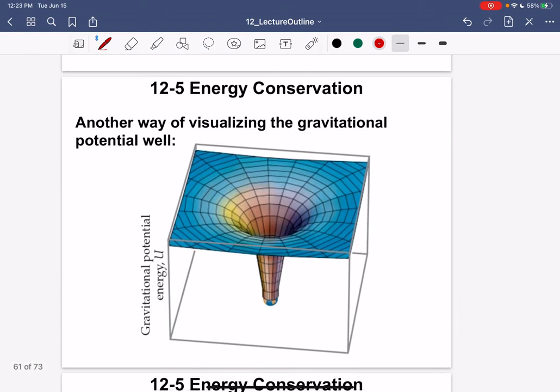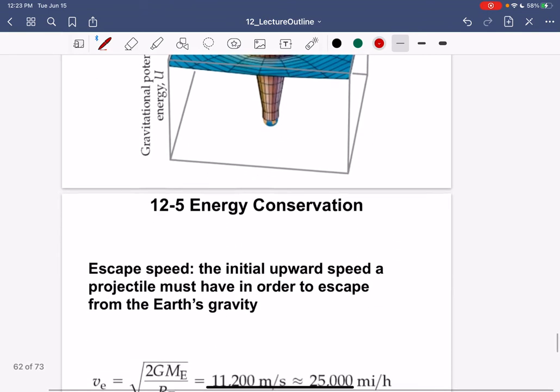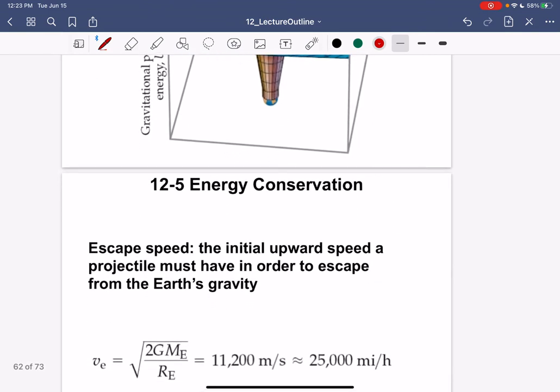This is another way of visualizing, like from quantum physics, the gravitational potential well, as if it is something that is going to bring objects in and attract them.